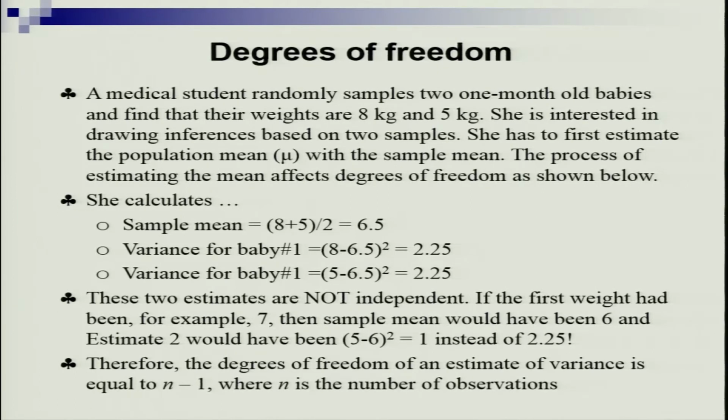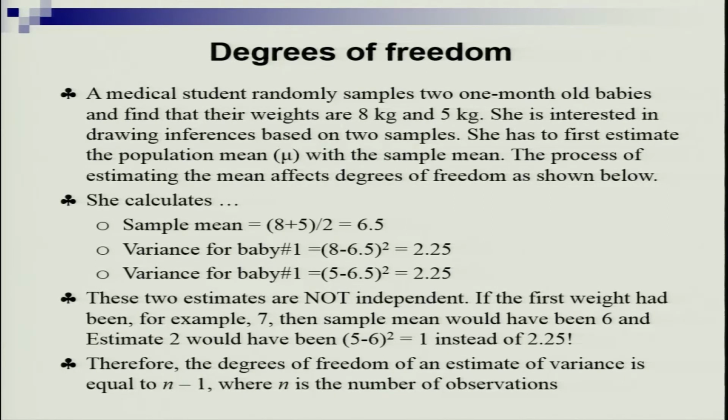Now, she is interested in drawing some inferences on the variance also based on these 2 samples. So, the population mean is not known, it is vaguely known of course. Somebody told her that this could be an approximate population mean, but it is not known to her. So, if she wants to look at the variance, she has to first estimate the population mean with the sample mean, and the process of estimating this mean affects the degrees of freedom, as will be clear from the calculations below.